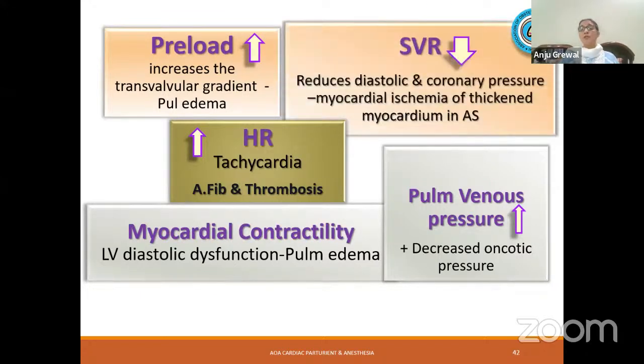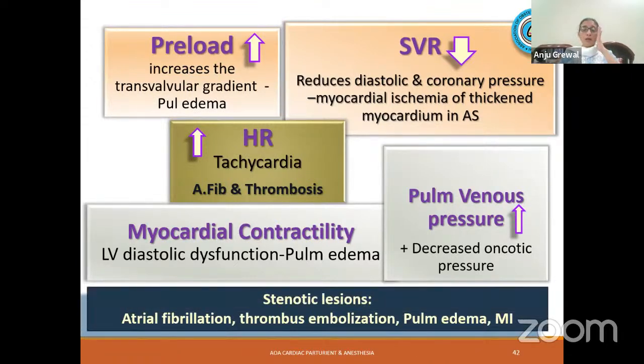And of course, the SVR, which is decreased, will lead to a reduced diastolic and coronary pressure. It is more important to remember this in case of aortic stenosis, because there is a thickened myocardium, and any drop in the coronary pressure can lead to myocardial ischemia in these patients. So we have to remember that the pregnancy-associated cardiovascular changes are not conducive for a stenotic lesion. They are actually adverse for the mother, right?